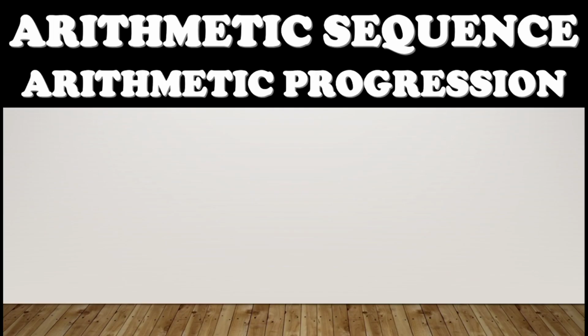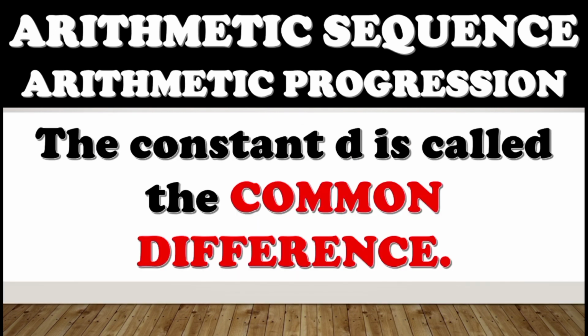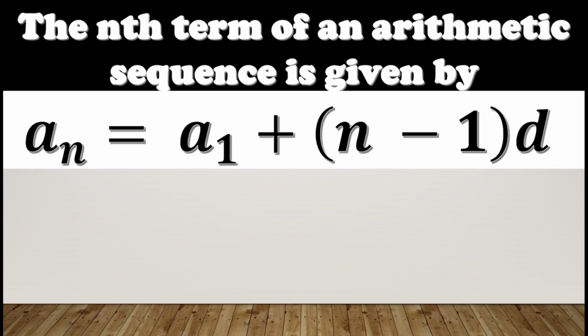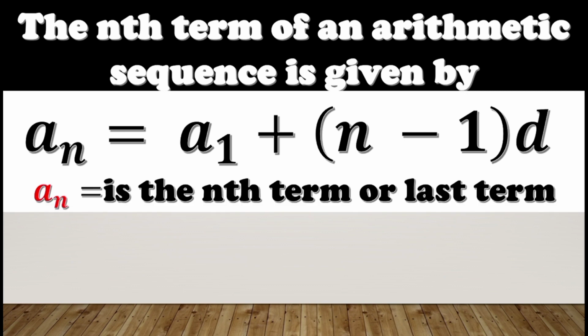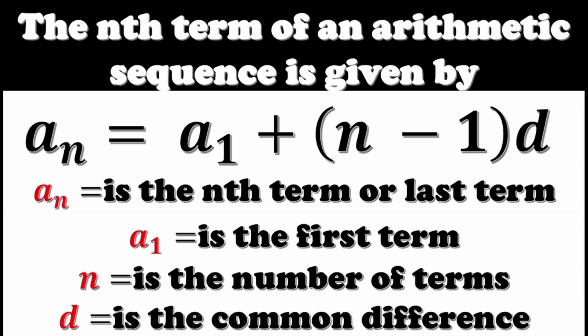Arithmetic sequence or arithmetic progression is a sequence where each term is formed by adding a constant d to the previous term to get the next term. The constant d is called the common difference. The nth term of an arithmetic sequence is given by a sub n is equal to a sub 1 plus quantity n minus 1 times d, where a sub n is the nth term or last term, a sub 1 is the first term, n is the number of terms, and d is the common difference.